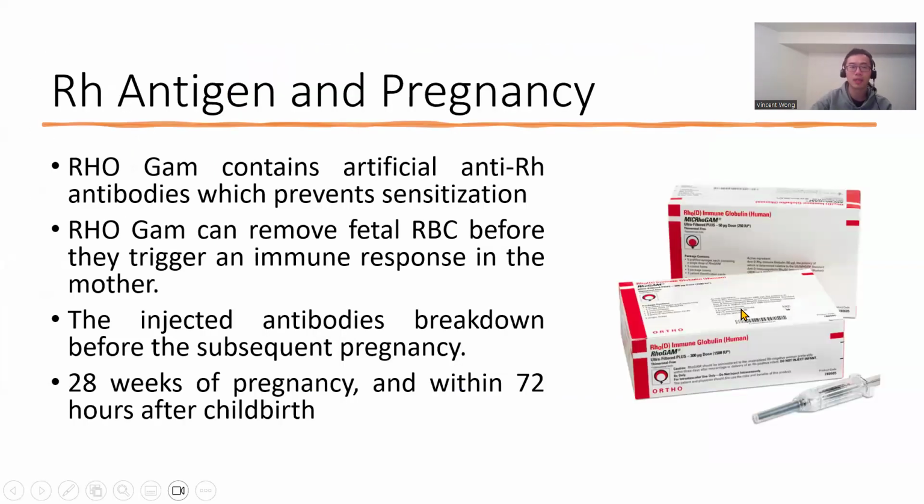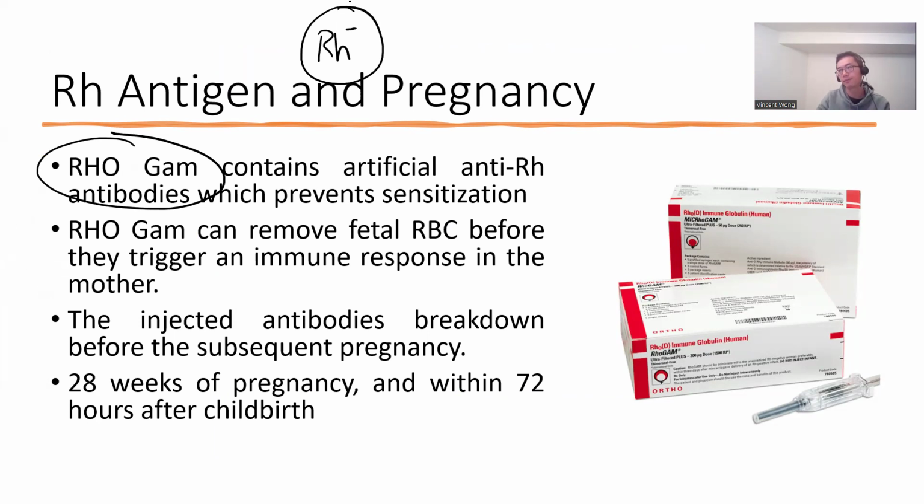All right, back to our lecture notes. Someone was asking, how do we prevent this? Right? So we can prevent this by giving something called RhoGAM. If the mother is Rh negative, and you can easily find out if the mother is positive or negative, you can just do a blood test. Okay, you can find out, in minutes in some cases. If they're negative, then the doctor will recommend giving the RhoGAM to the mother.